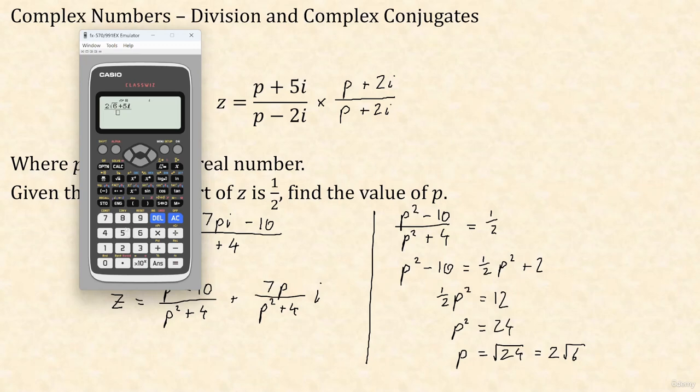Divided by p minus 2i, so 2 root 6 minus 2i. And what do we get? Well, we get this. And yes, look, the real part of that number is indeed a half. We didn't care about the imaginary part, we just were worried about the real part. So there it is. We can use our calculator to check these sorts of things, and we can use complex conjugates to convert denominators of complex numbers into real numbers.